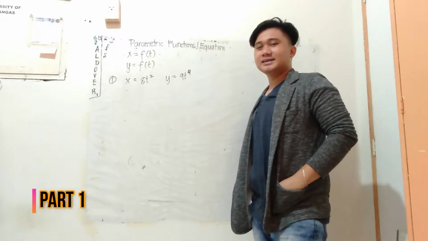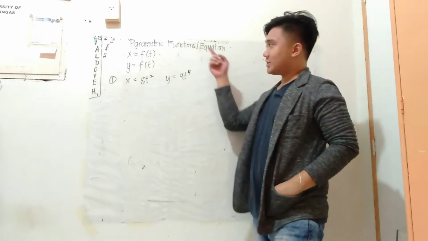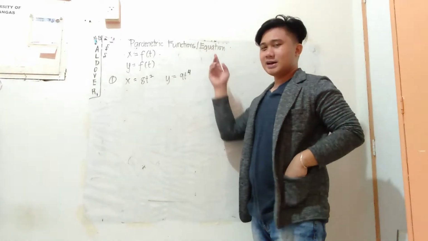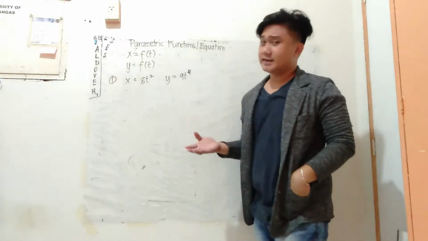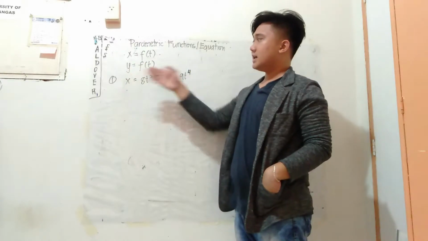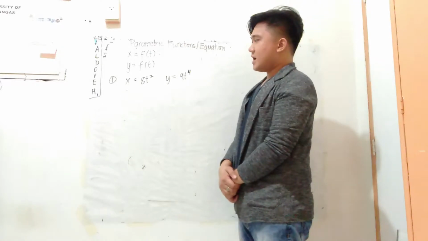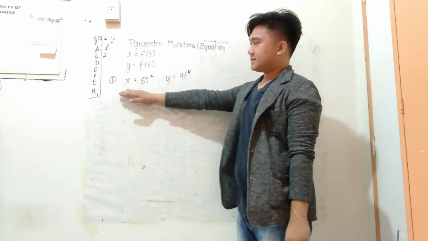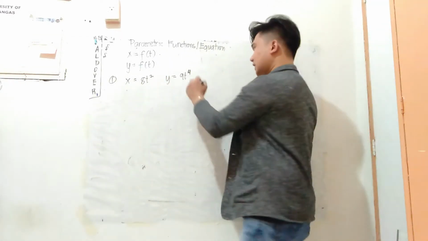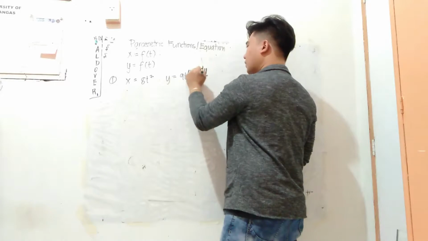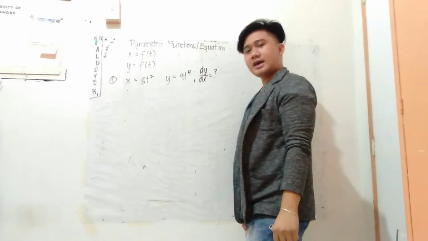So, welcome back. This time, we will be giving more examples about differentiating parametric equations. Again, recall lang natin, kapag sinabi nating parametric equations, ito yung case kung saan si x and si y in-express natin as a function of t. Okay, so we have here an example. X is 8t squared and y is 9t raised to 4. At ipinapahanap dyan sa atin si dy over dx or derivative of y with respect to x.